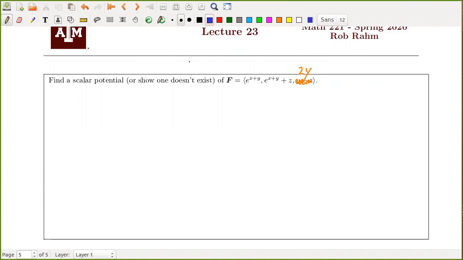And we're going to see what happens when we try to find a potential for a vector field that does not have a potential. So we're going to start by assuming that there is a potential. In other words, we're going to assume that there is a function that satisfies the following equations. Its x derivative is equal to e to the power of x plus y. Its y derivative is equal to e to the power of x plus y plus z, and its z derivative is equal to 2y.